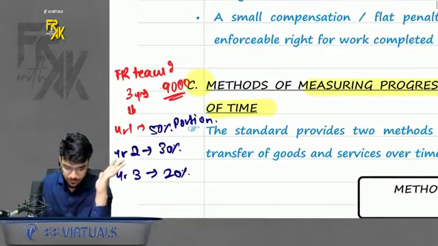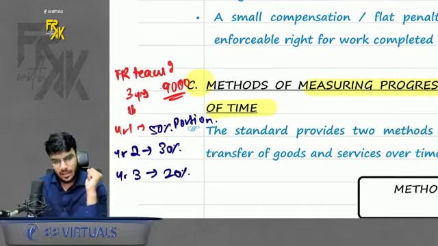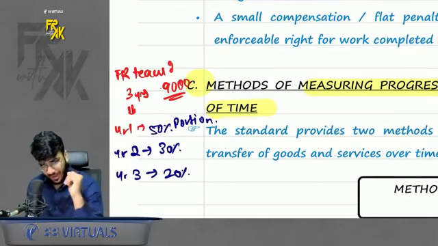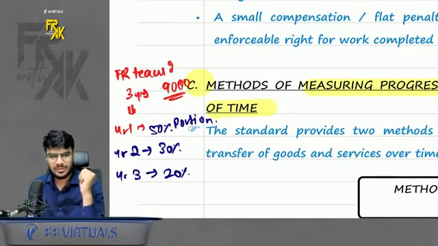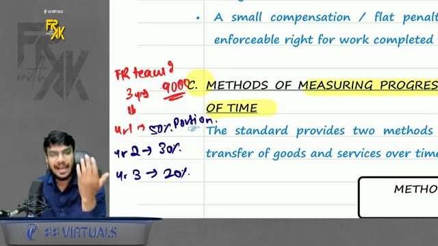For example, I'm going to teach FR for 3 years. I charge 9,000 rupees. So if I ask how should I book the revenue, don't say equally over 3 years. It will not always be equally. It can be equally but not always.